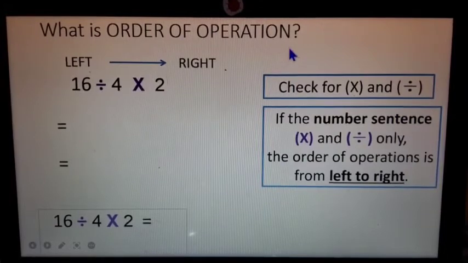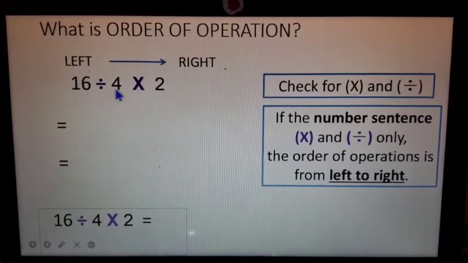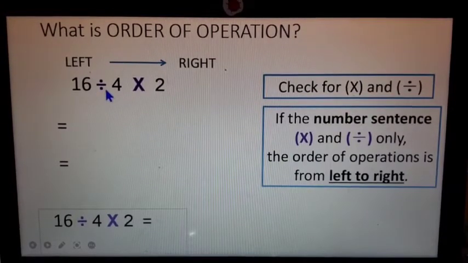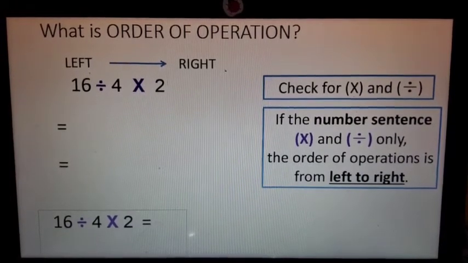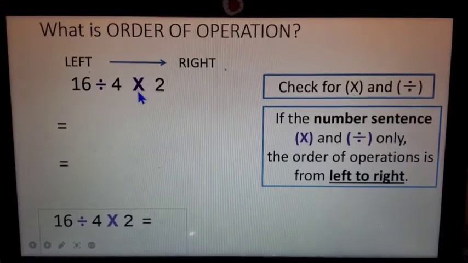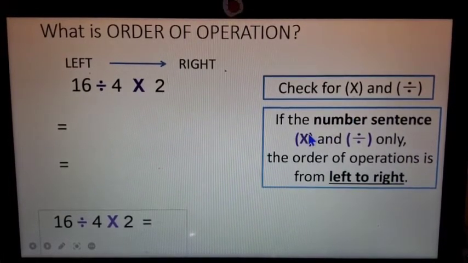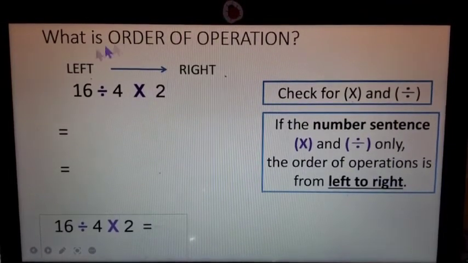Okay, let's move on to the next operation. Now in this number sentence, you have 16 divided by 4 times with 2. Alright. So in this number sentence, you can see divide and multiplication, isn't it? Divide and multiply. So if the question has divide and multiply, the order of operation is from left to right. It's the same as plus and minus just now.